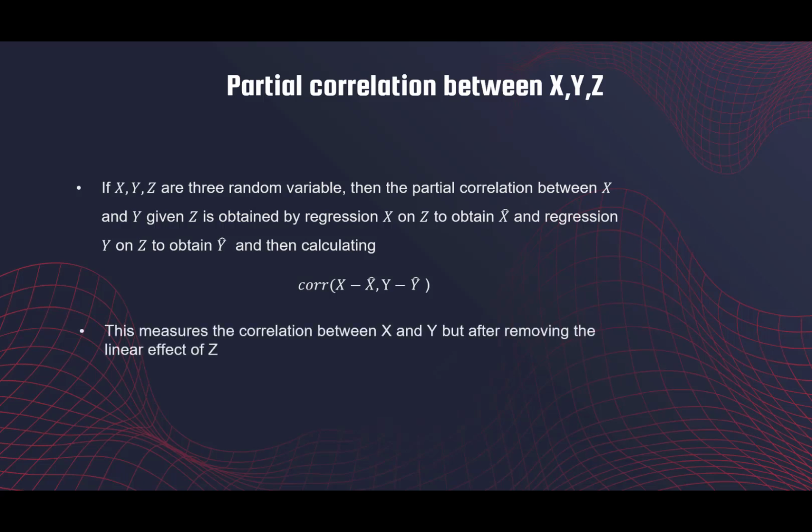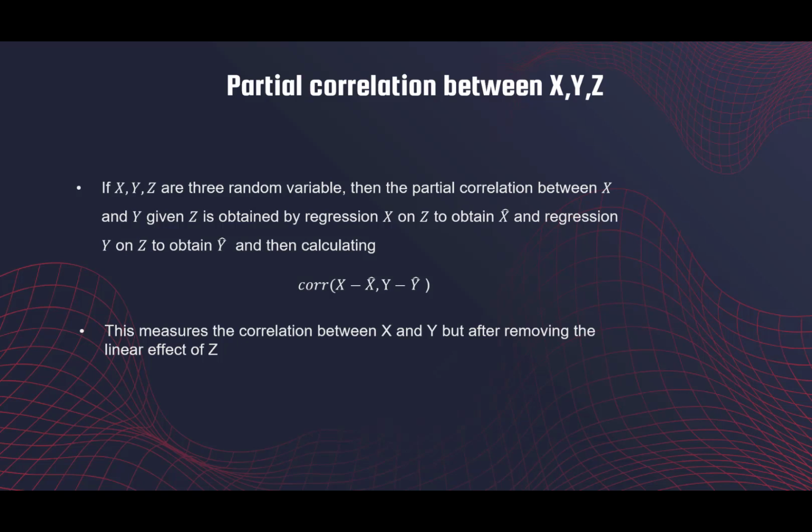So what this does is it measures the correlation between x and y, but after removing the linear effect of z. So remember I said z is affecting both of these, and I want to remove this effect. So I want to calculate correlation after removing this effect, and that's exactly what partial correlation does. So this is the partial correlation between x and y given z.